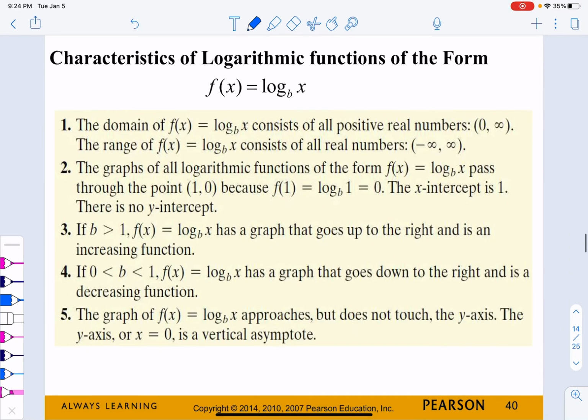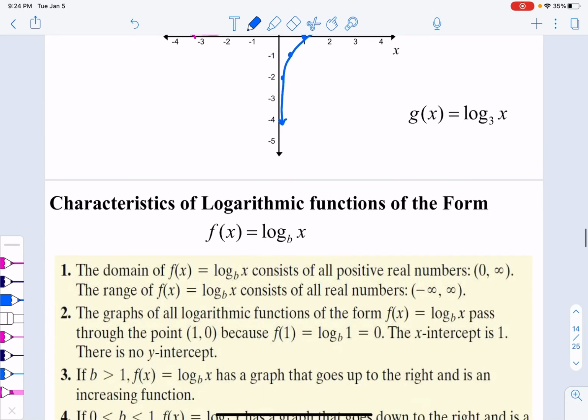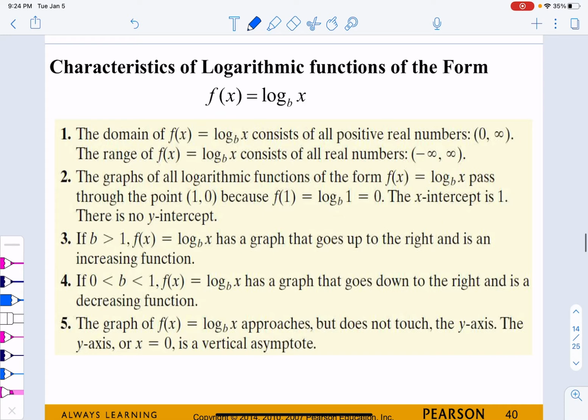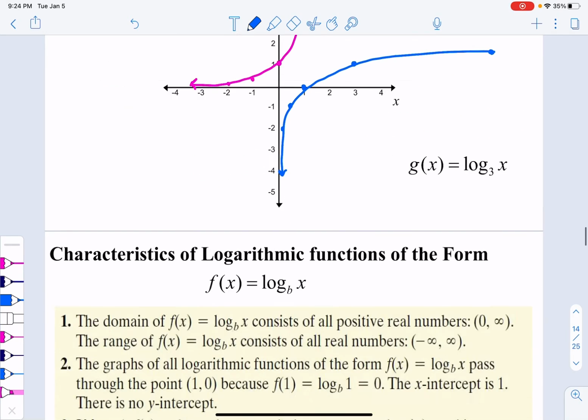Speaking of our characteristics, let's take a look at the characteristics of our logarithmic function. Number 1 says that the domain of f of x, our logarithmic function, consists of all positive numbers from 0 to infinity. If you look at that last graph we did, that blue function, we are starting at 0 and going off to infinity. So we now have a domain that is going from 0 to infinity. And the range this time consists of all real numbers, going up and down. There's no limitation up and down to that logarithmic function.